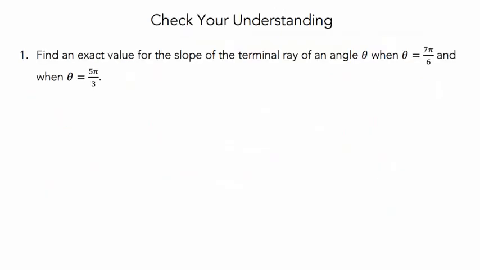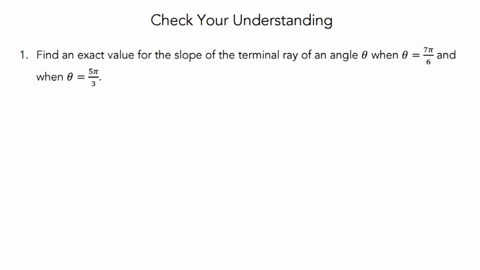All right, so here's a place where definitions matter, and you need to know what they are. It says find an exact value for the slope of the terminal ray of an angle theta when theta equals 7 pi over 6 and when theta equals 5 pi over 3. The whole reason why this is important is because if you don't know what the slope of the terminal ray is, you're going to miss a really easy set of points with this problem.